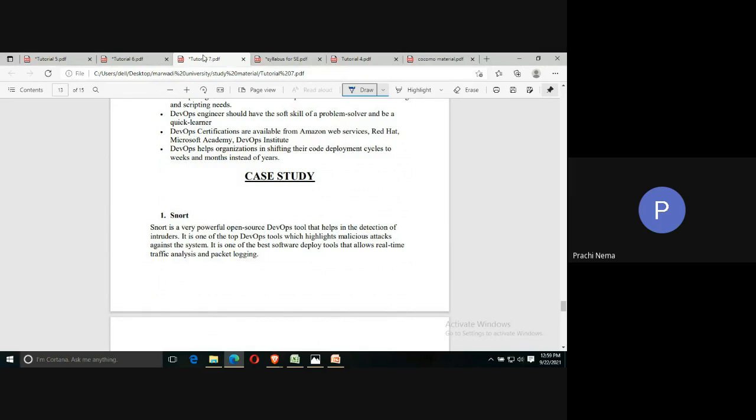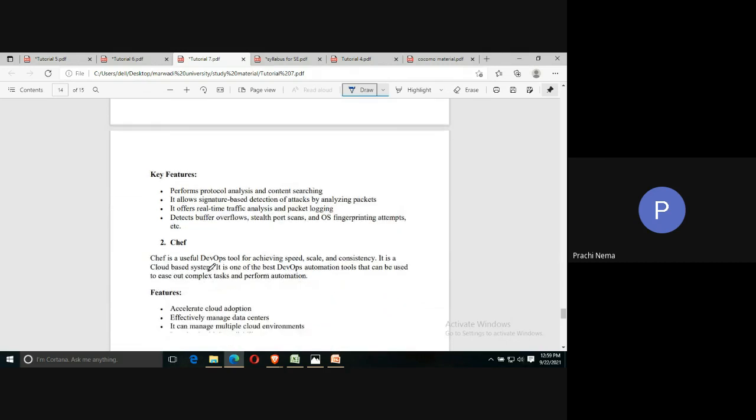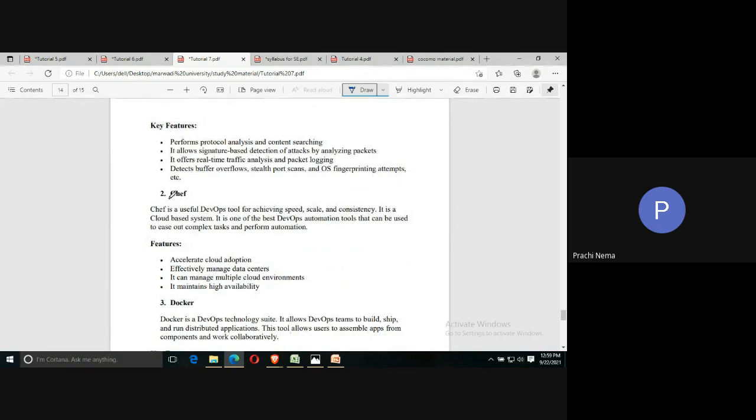Now there are many more also. Like I have included Snort. Snort is an open source tool which is used for detection of intruders. So you can use this tool for detection of intruders. This is also one of the DevOps tools. Then there is Chef. Chef is used for speed, scale, and consistency. For achieving all these three, Chef is used.